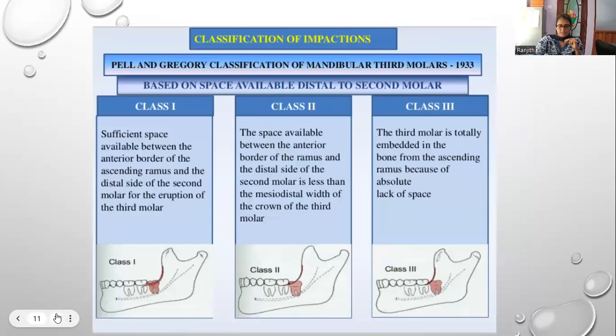Now, apart from this, you have another classification again put forward by Pell and Gregory, and that is based on the space availability between the distal surface of the second molar and the ramus of the mandible. So the first class, that is, you have class 1, 2, and 3.